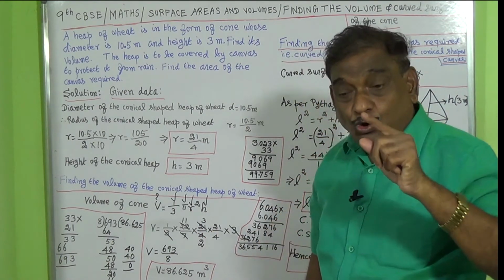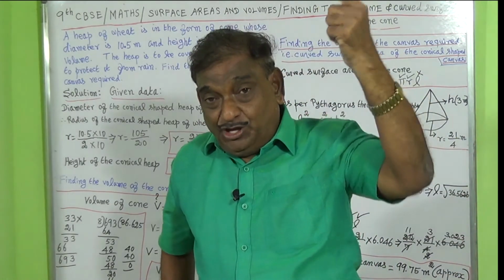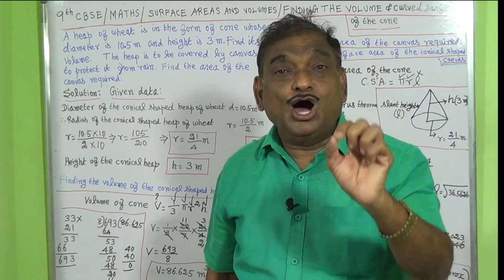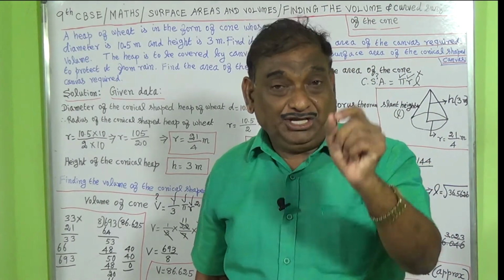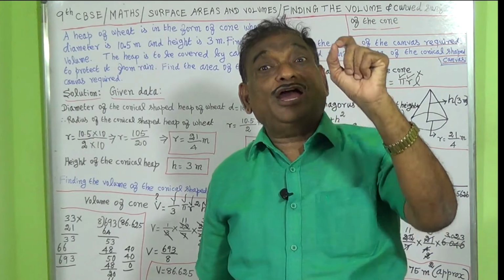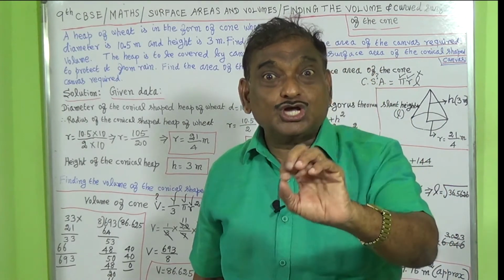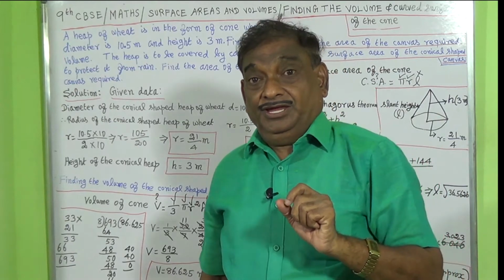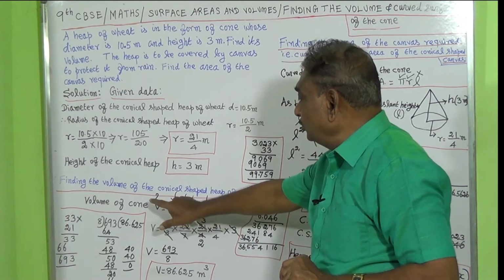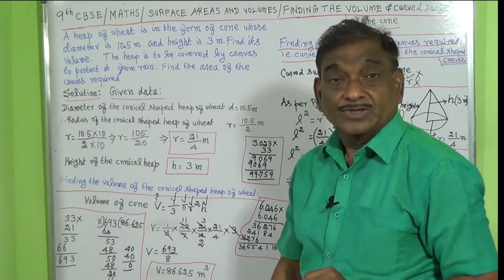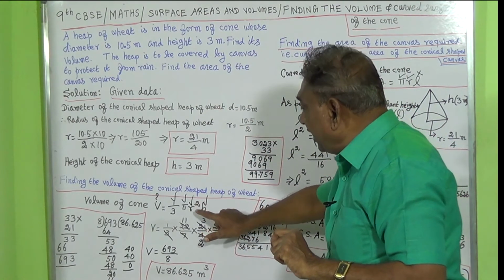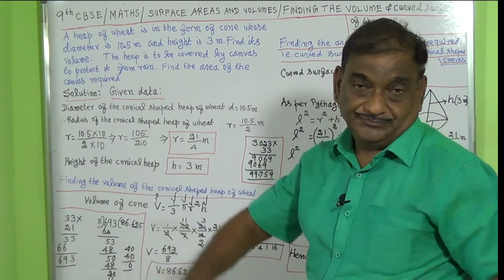I have already told in my previous videos so many times that we can find the value of only one unknown data from one equation, subject to the condition that we know the values of all other data. In this case, we are going to find the volume of the cone, so I put the question mark. If we know the radius and height, we can find the volume of the cone.